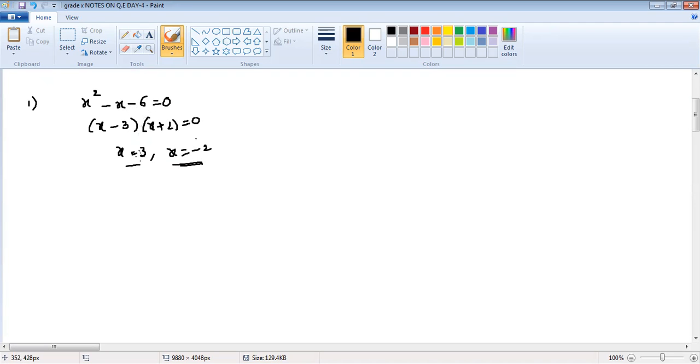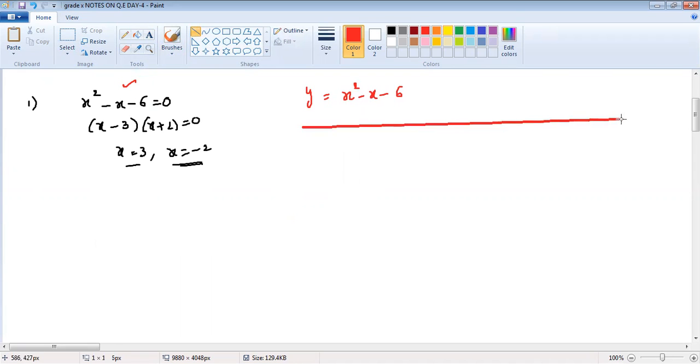Now I'm going to plot this. Before plotting, I'm going to take the given equation as y. Y is equal to x square minus x minus 6. Then I have to take the values. Let me take x values of my own wish. Anything I can take, because y is called the dependent variable and x is called the independent variable.